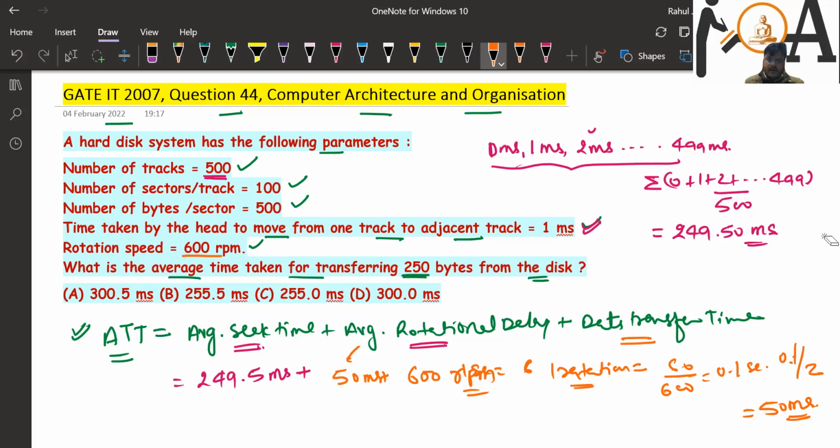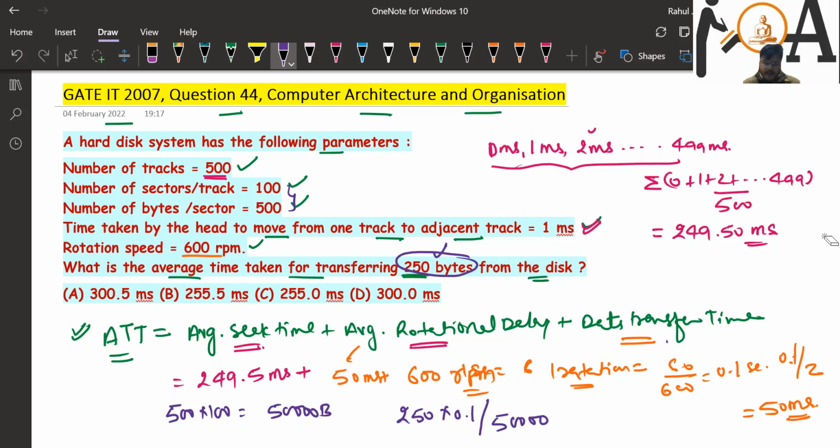Now we need to answer data transfer time. Let me solve it. Data transfer time for 250 bytes, right? So you can simply say that in one rotation, we are going to read one track only. And on one track, total data is 500 into 100, that is nothing but 50,000 bytes we are having on one track, isn't it? Now, data transfer time taken by 250 bytes is 250 into the rotation time, that is 0.1, divided by 50,000 bytes, right? If you solve it, you are going to ultimately get 0.5 millisecond. That is the data transfer time, 0.5 millisecond.